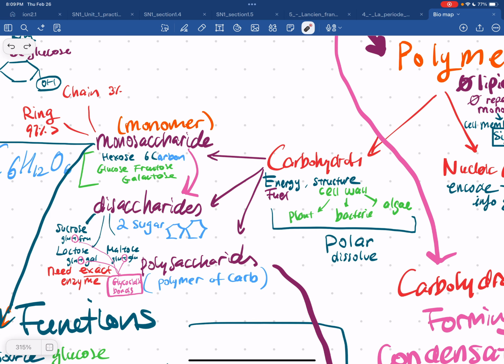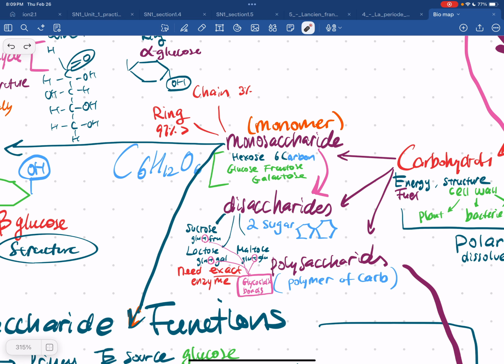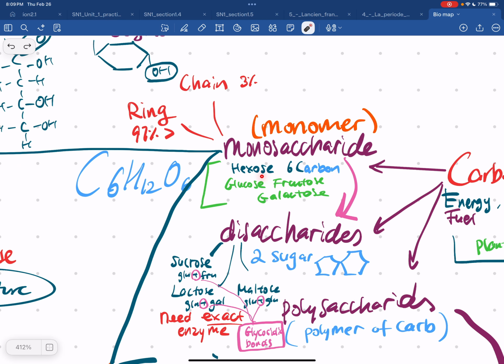Carbohydrates have two roles, like I said: fuel and structure. There are different types of carbohydrates: monosaccharides, disaccharides, and polysaccharides. Monosaccharides are 6-carbon sugars, so hexose sugars, such as glucose, fructose, and galactose. There's also mannose.